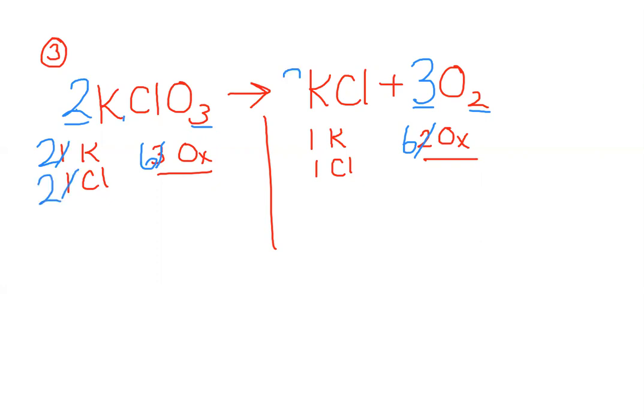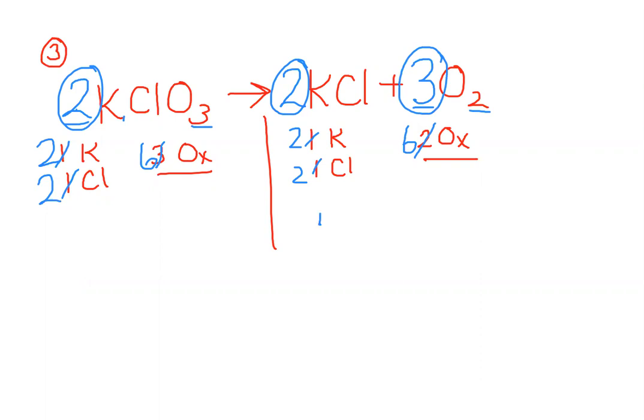So that means we're going to have to put a 2 in front of this one. So we get 2's. And then everything is balanced. When you balance your equations, you want to make sure that all these coefficients are reduced.